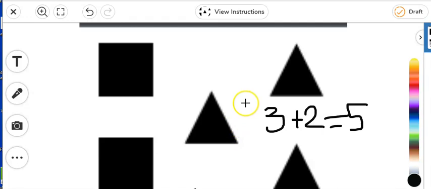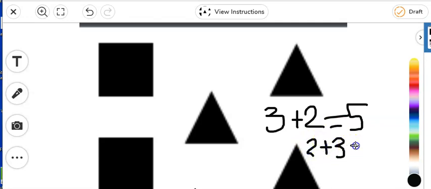You can do it by size, though, too. You can say, well, I have 1 small shape and 4 big shapes, so I know 1 plus 4 equals 5. So you are going to decide how you're going to do it. Once you find the way that you saw it, you're going to explain it, and then you're going to try to make other ways.